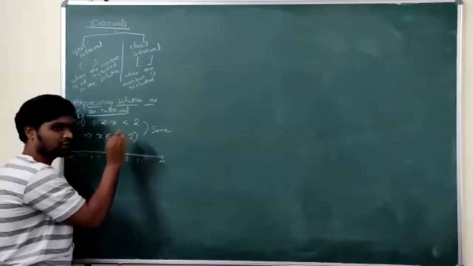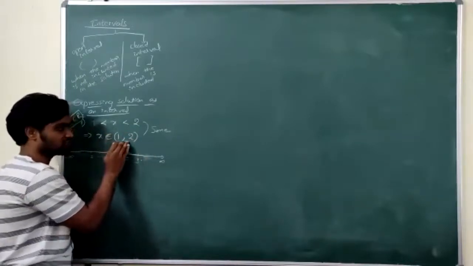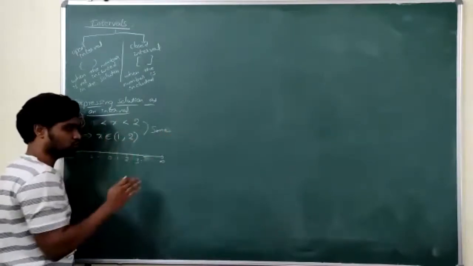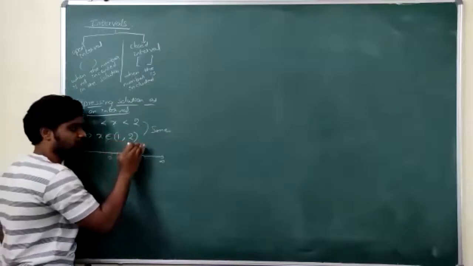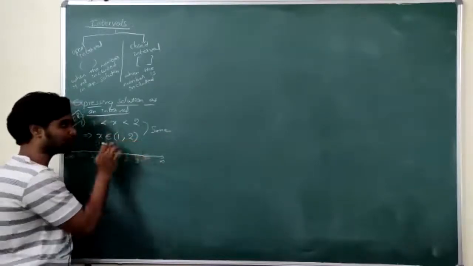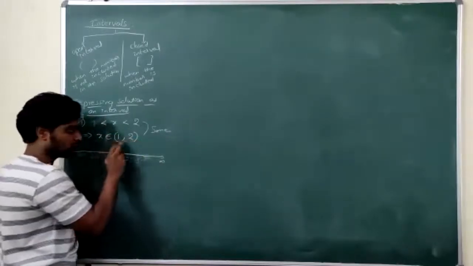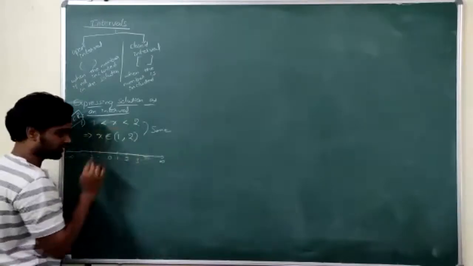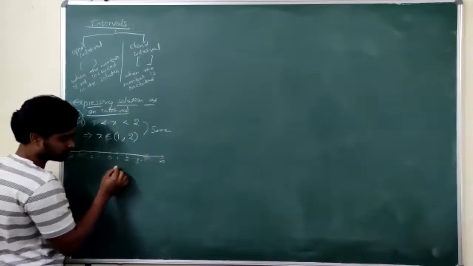So (1, 2) means the values of x are every number in between 1 and 2. x can take every number in between 1 and 2, but not 1 and 2, because x value cannot be equal to 1 and 2.